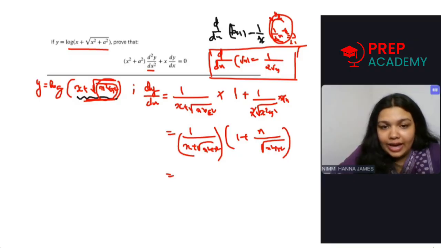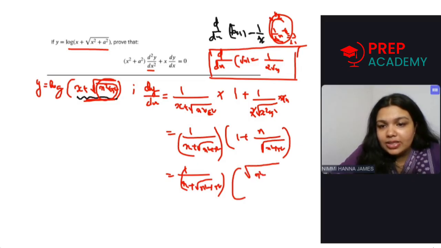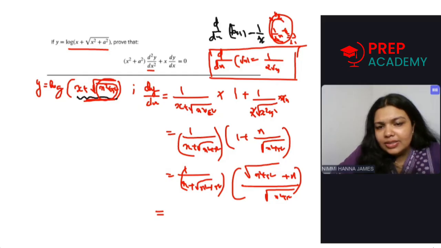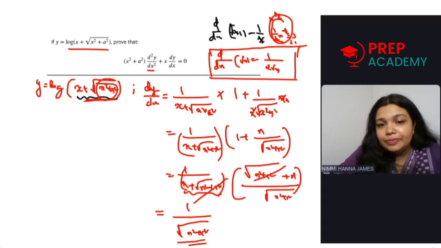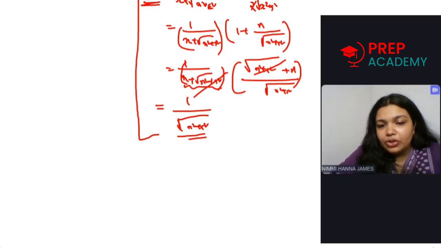Now taking the LCM in this right bracket, keeping the first bracket as it is, the LCM is root of x square plus a square, so we get root of x square plus a square plus x, over root of x square plus a square. See, this quantity and the first bracket are the same, so they will get cancelled. So 1 by root of x square plus a square is the dy by dx. The first differential is 1 by root of x square plus a square.